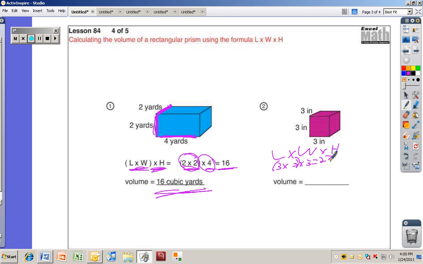Now, 27 inches. No, not inches. Cubic inches. Hey, I like how you got into it there, Michael. You got the cubic going on. Okay, that is the correct answer.